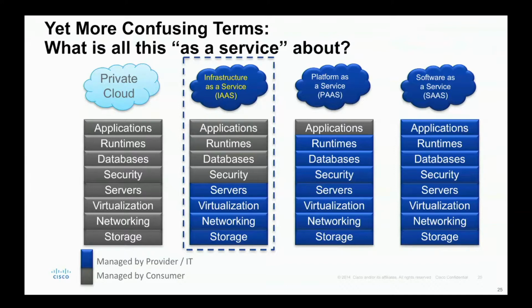If I go up to Amazon, they have infrastructure as a service. It's their primary offering. I don't care about the hardware. I don't care about the storage. I don't care about the hypervisor. Just give me a Red Hat operating system.